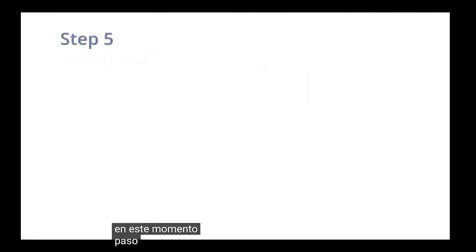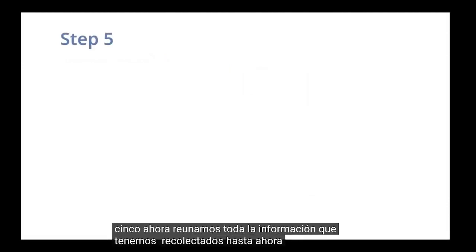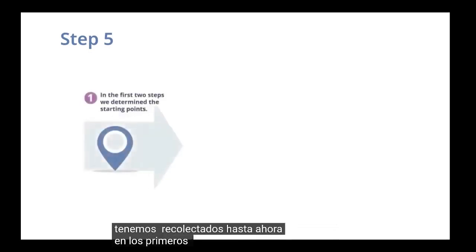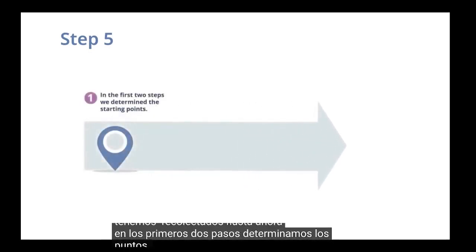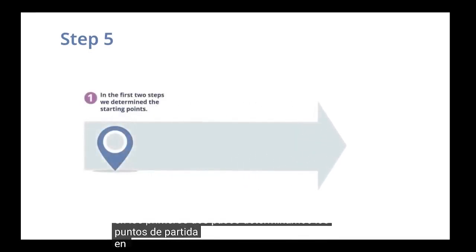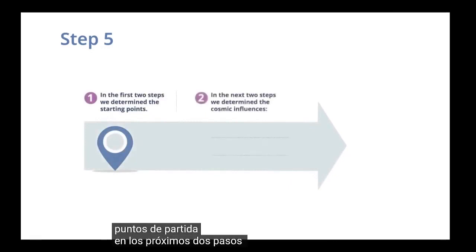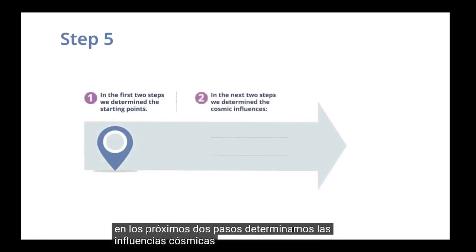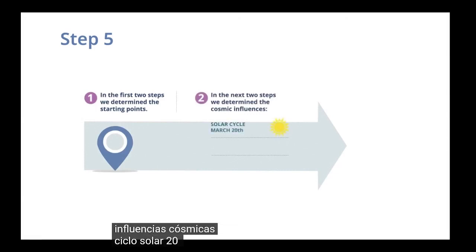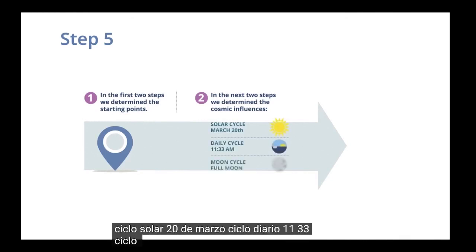Step 5. Let's now gather all the info that we have collected so far. In the first 2 steps, we determine the starting points. In the next 2 steps, we determine the cosmic influences: solar cycle, March 20th; daily cycle, 11:33 a.m.; moon cycle, full moon.